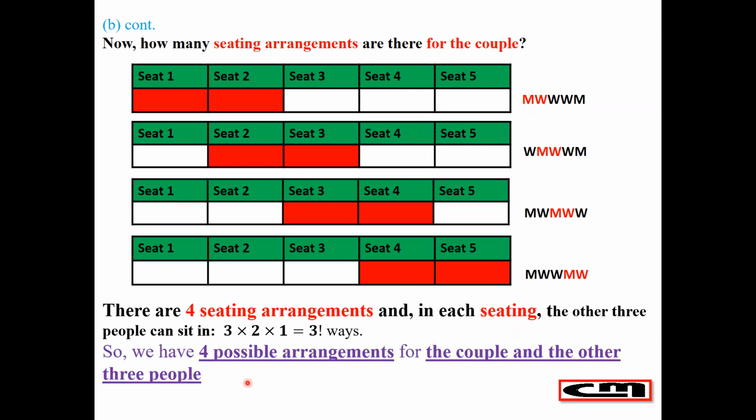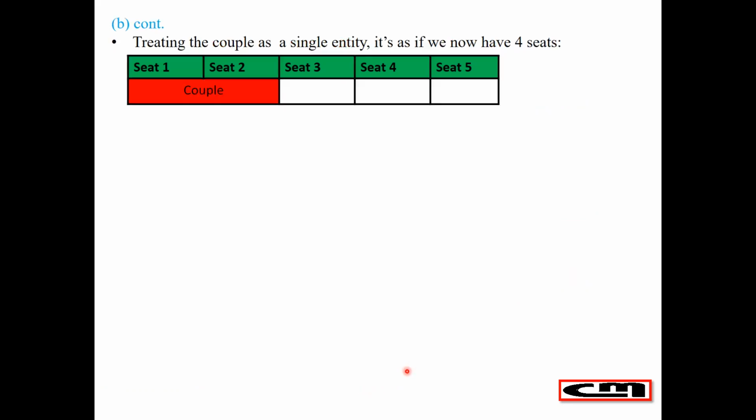So we have 4 possible arrangements for the couple and the other 3 people. That means if we take this arrangement, which is the first table, that's an arrangement. The couple is there, the other 3 are there. Or if you could take this or this or this. So there are 4 possible arrangements. That is all what it means. So this is important because it is going to help us understand as we go forward.